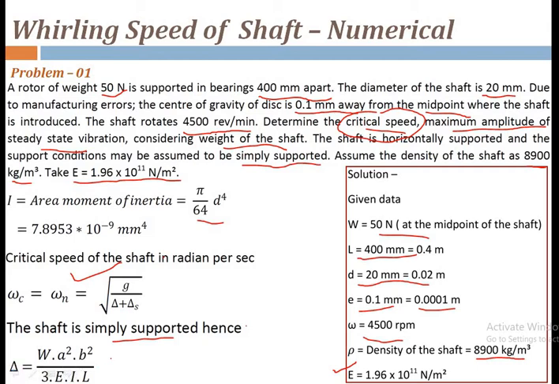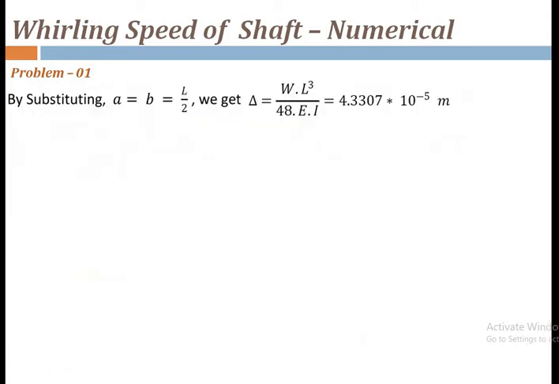Deflection can be calculated by this equation, W into a square into b square divided by 3EIL. Now substitute the value of A and B equal to L by 2. We get delta equal to this, and if you substitute the value of W, L, E, I, we get 4.33 10 raised to minus 5 meter.